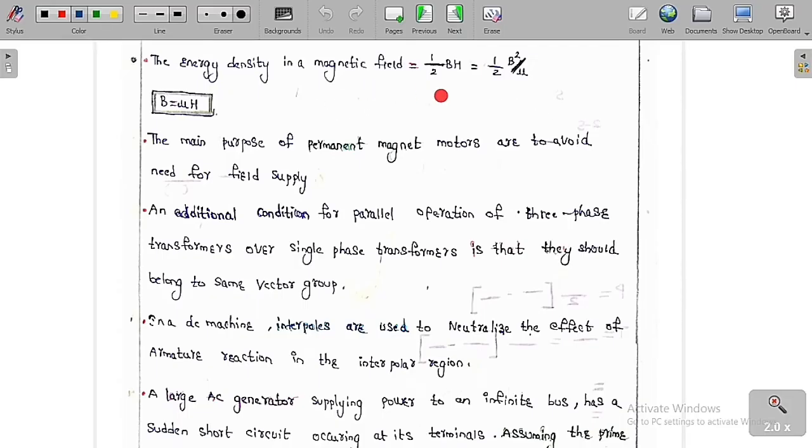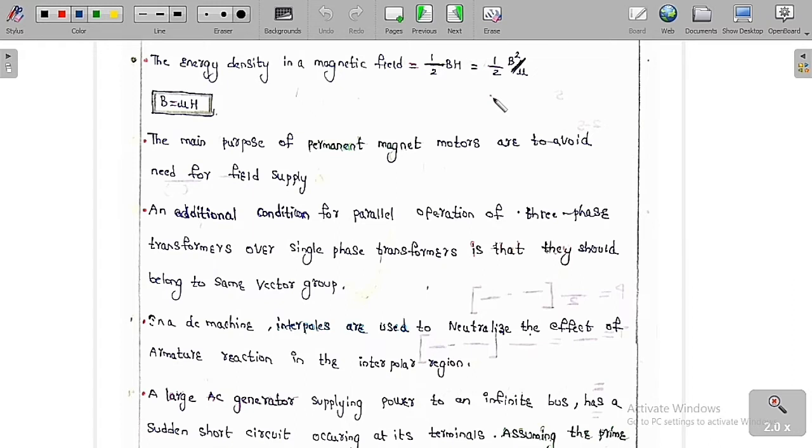Energy density in the magnetic field is equal to half into B into H, where B is equal to mu into H. So if you replace H by B by mu, we are going to get half into B square by mu. So this is called the energy density in a magnetic field, equal to half into B into H, or simply half B square by mu.